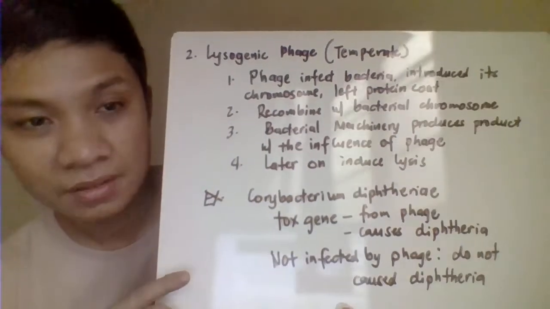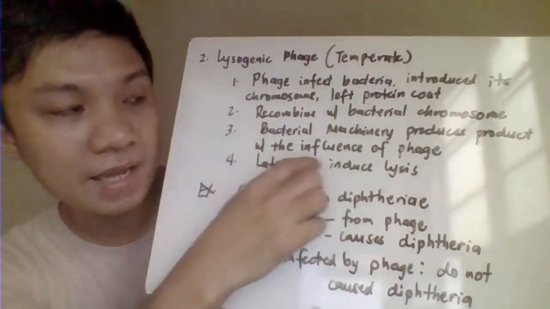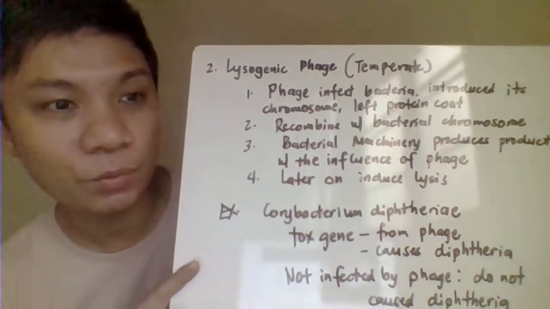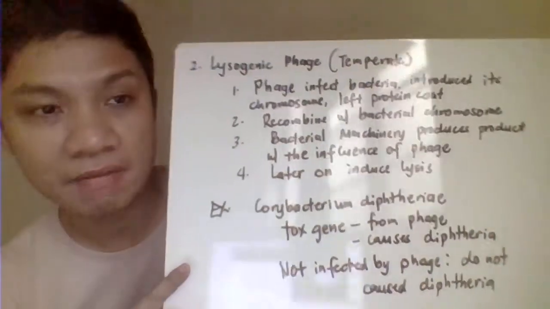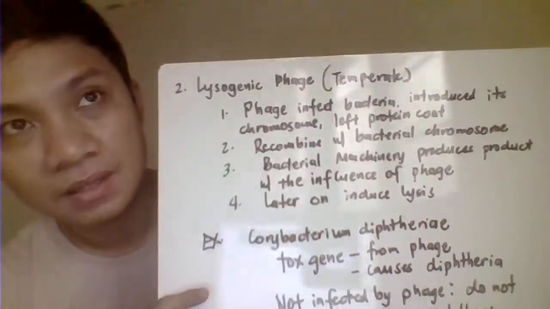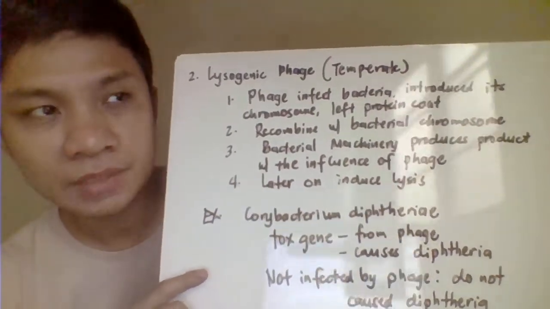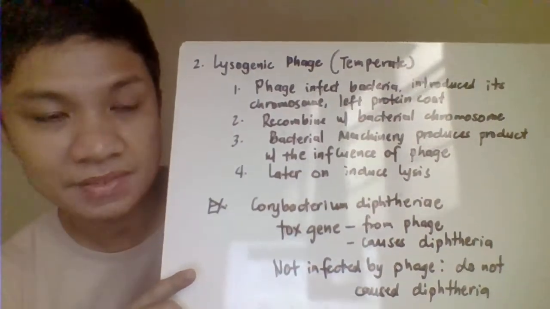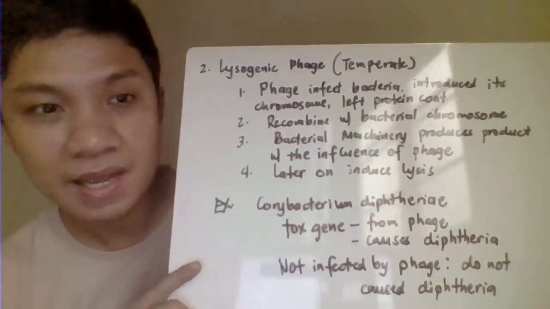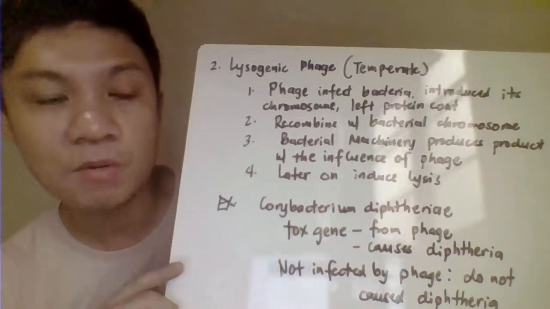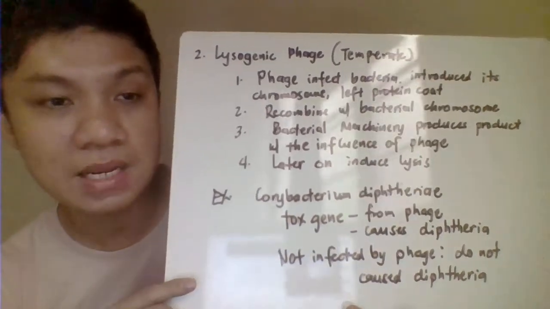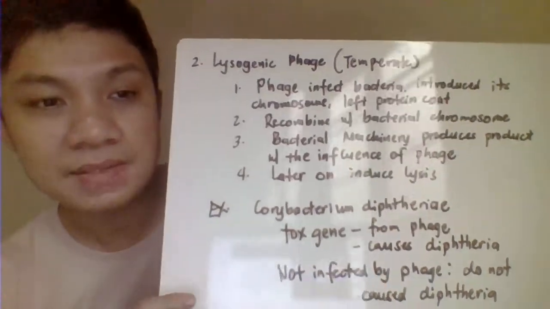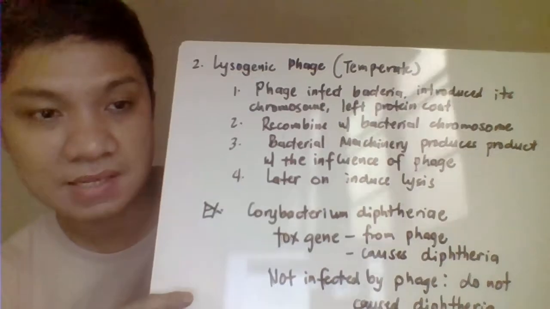And later on, it can be induced in the bacteria to undergo lysis. It comes out of the bacteria. Okay, that would eventually become your lytic phase. Wait a moment. I believe the lysogenic phage or lysogenic cycle here is the cycle where it has not yet come out or has not yet killed the bacteria it infected. When it ruptures and the bacteria is lysed, that becomes your lytic phase.